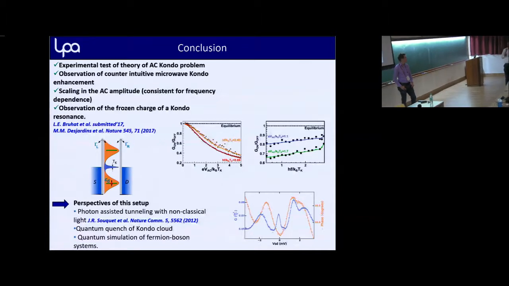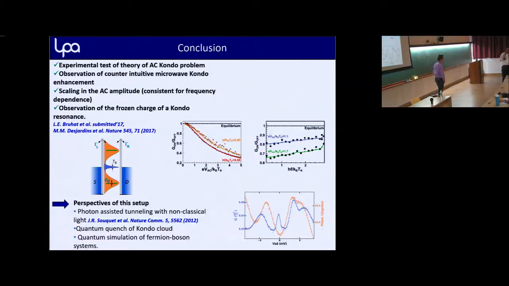I was curious on the theory side. Are there any analytic computations of the scaling functions in this AC case? So you saw the scaling collapse, but are there predictions for the actual functional form?